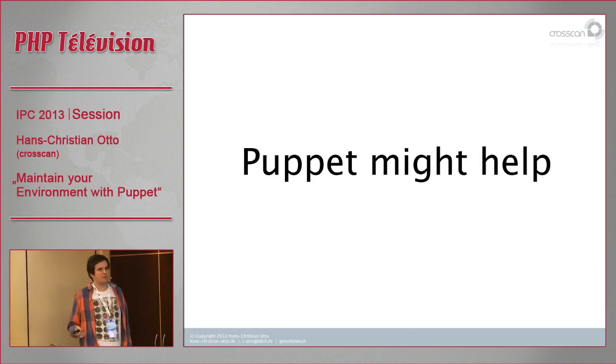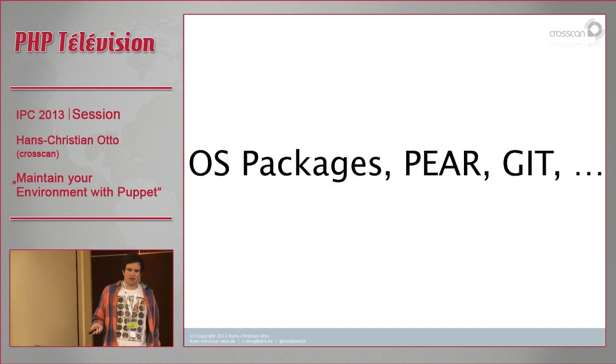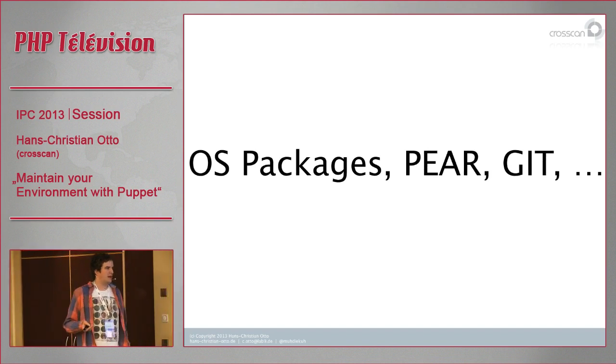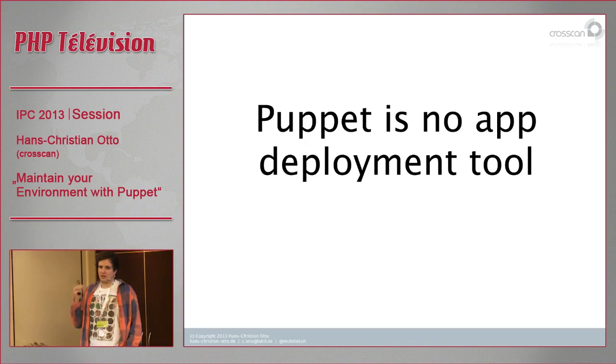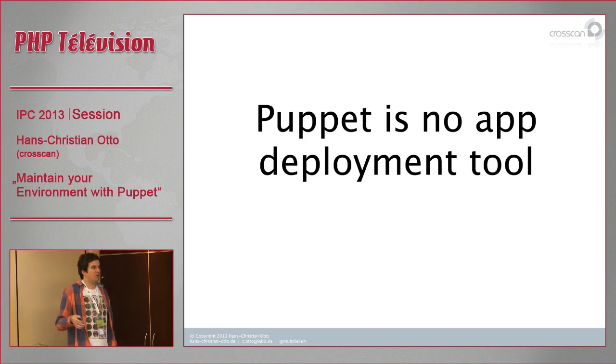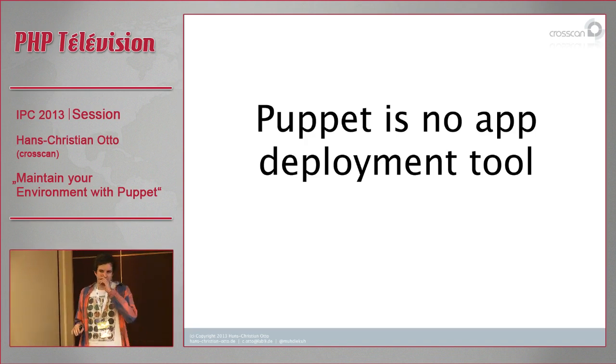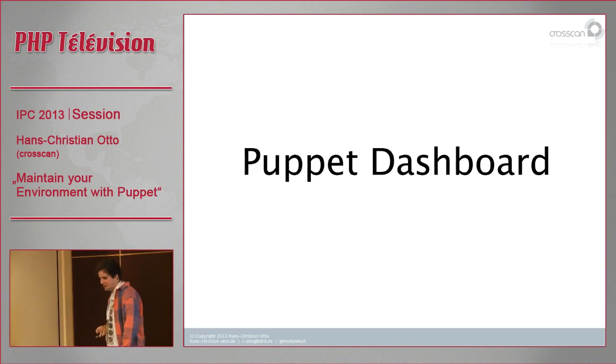And the answer is, Puppet might somehow help you, for instance, by installing Debian packages, by using Pair or Git or whatever, but Puppet is no application deployment tool. We used it as that, and we had several problems with it, so I wouldn't really suggest you use it for that. Use some other tool like Capistrano.